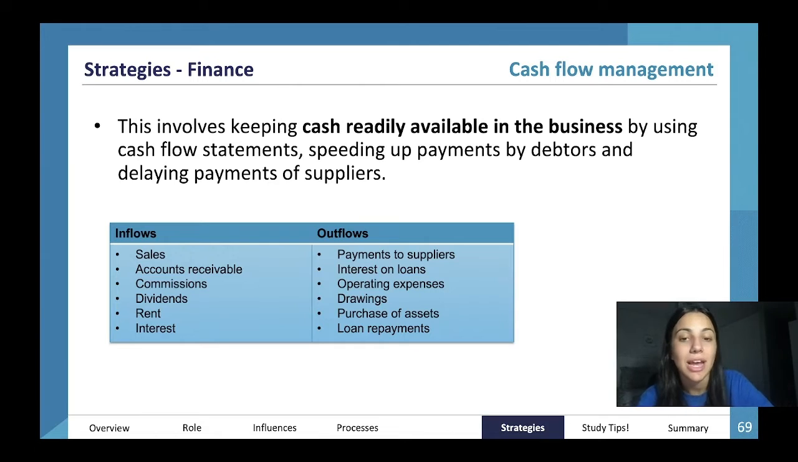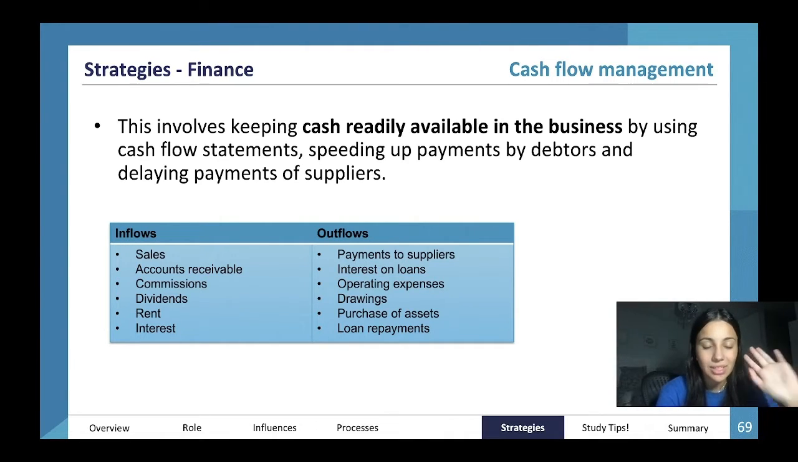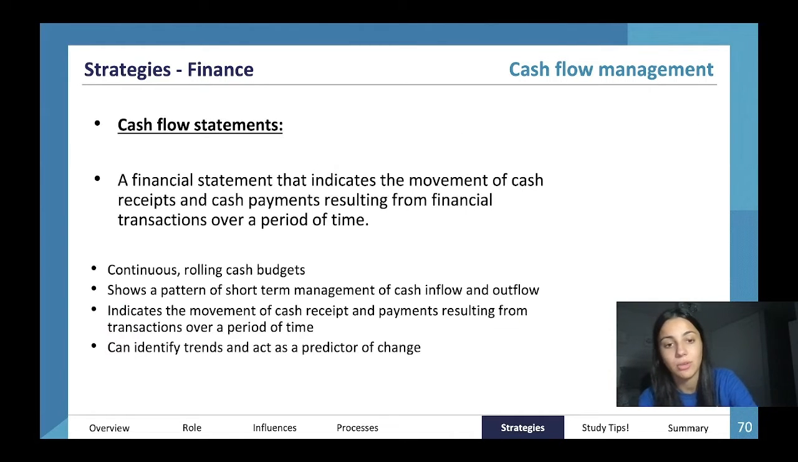It means that you're keeping cash readily available in the business by using cash flow statements, speeding up payments by debtors, and delaying payments of suppliers. So you can have inflows, and your inflows are coming from your sales, from your accounts receivables, from commissions, dividends, rent, and interest. Outflows is all the money coming out, which is payments to suppliers, interest on loans, operating expenses, drawings, purchase of assets, and loan repayments.